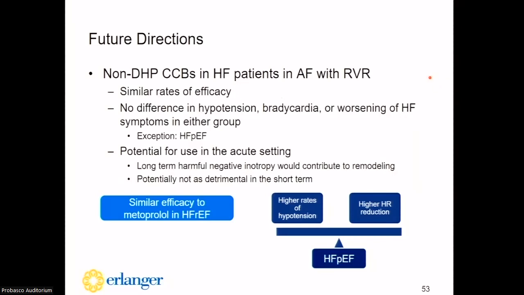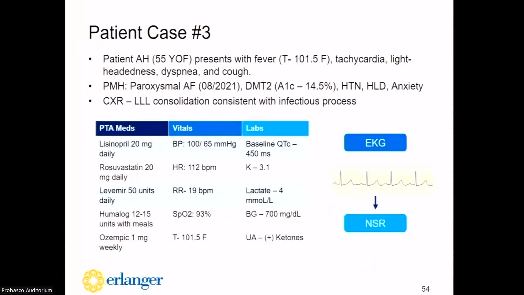So I think just highlighting this further, this idea that we can't use diltiazem in these patient populations really might apply more to this long-term harmful negative inotropy that contributes to remodeling, but it might not be quite as detrimental in the short-term acute management, quick control of their heart rate. And it appears to be a little bit safer in HFrEF, but we did see higher rates of hypotension in HFpEF. So that is something you would want to balance when you're using this medication in HFpEF.